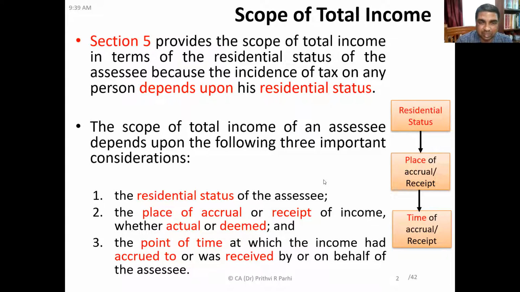I have listed these three things. First one is the residential status of the assessee. Second is the place of accrual or receipt of income, whether it is actual receipt or deemed receipt. Here we'll also be understanding the concept of deemed receipt. Income may not have been practically received, but still it will be deemed that it has been received. That is the concept of deemed receipt. Then the point of time at which this income accrued or was received by or on behalf of the assessee. All these three concepts are discussed in section 5.